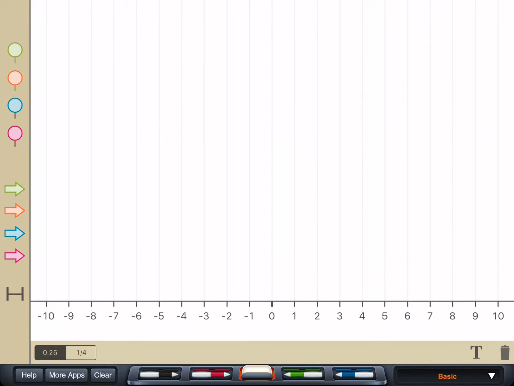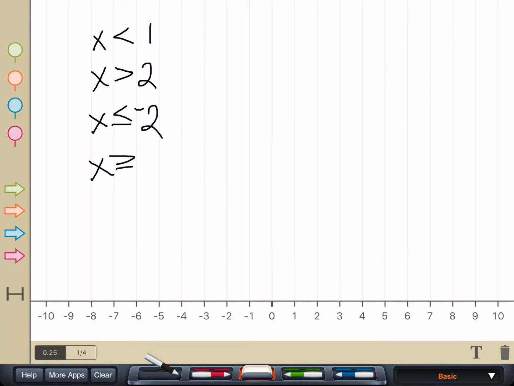Okay, so here we are. We're going to take a look at some items regarding inequalities. So first of all, when we talk about inequalities, we have less than, we have greater than, we have less than and equal to, and we have greater than and equal to. And let's call this one -1.